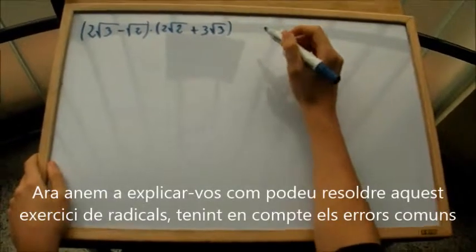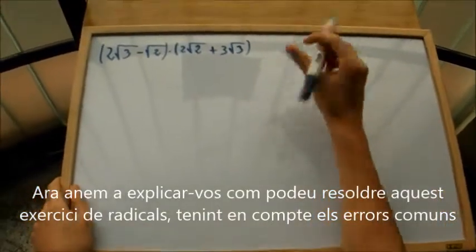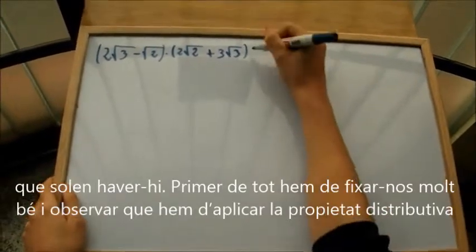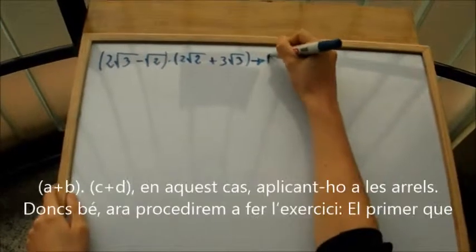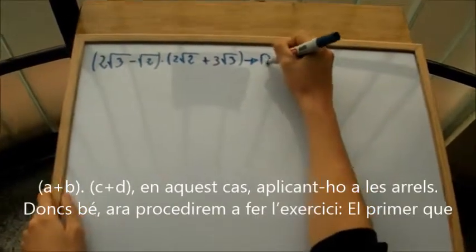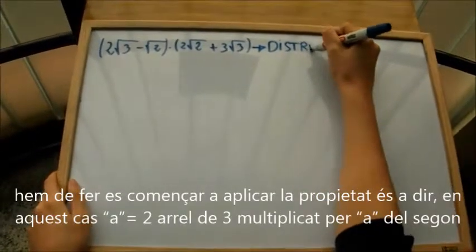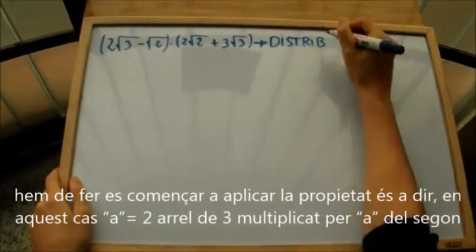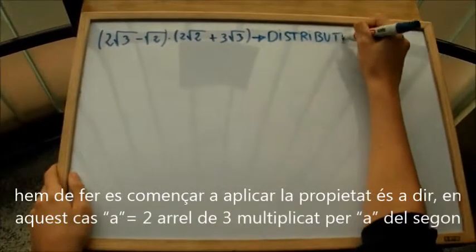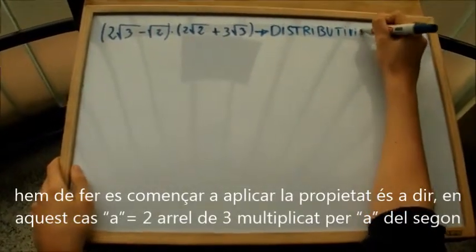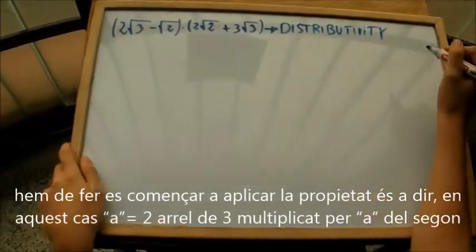Now we tell you how you can solve this exercise of radicals, considering the common mistakes that we usually make. First of all, we must look very well, and we have to see that we have to apply the distributivity, (A + B) multiplied by (C + D), in this case applying it to the roots. Well, now we'll do the exercise.